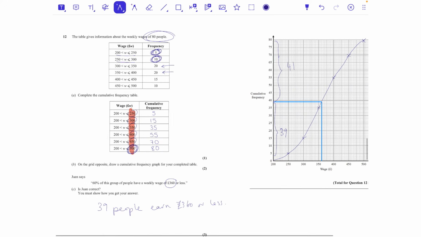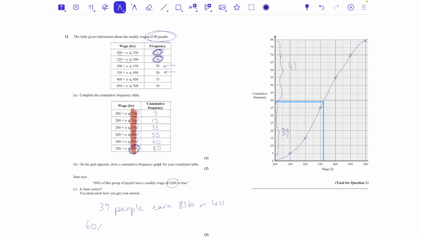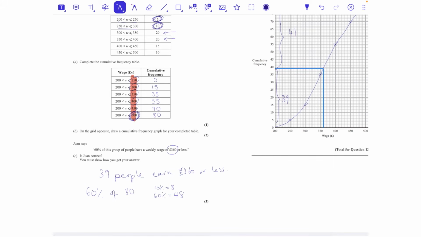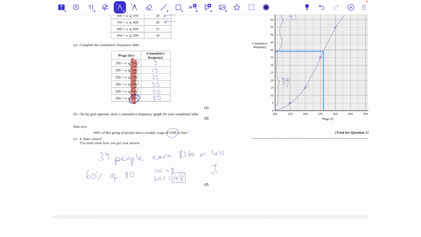Now, 60% of the 80 people, 10% would be 8. And so 60% would be 8 times 6, 48 people. So he said 60% of these people have a weekly wage of 360 or less, but that would need to be 48 people. So that's incorrect. So we would say Juan is incorrect. Oh, that's over the page, isn't it? Incorrect. There we go.